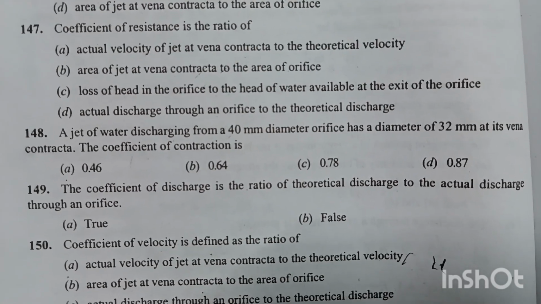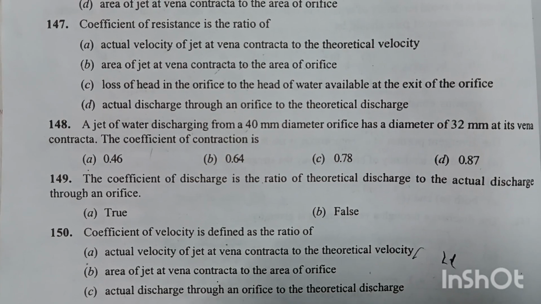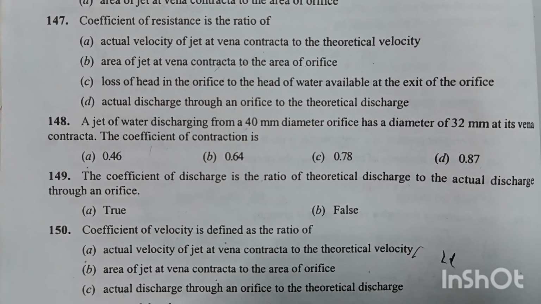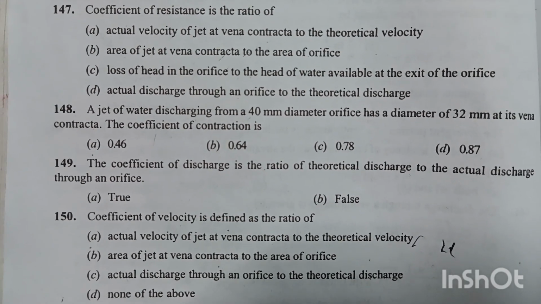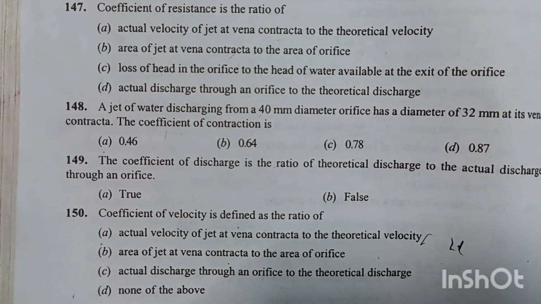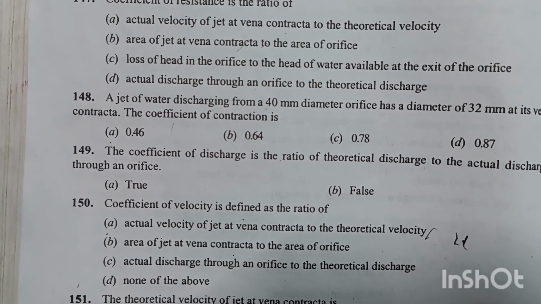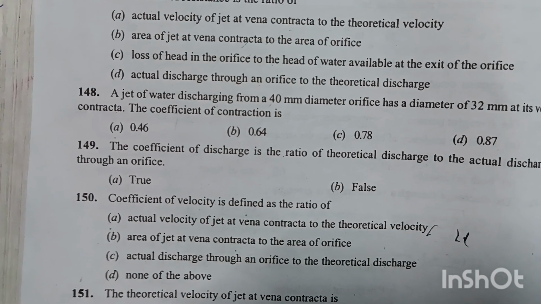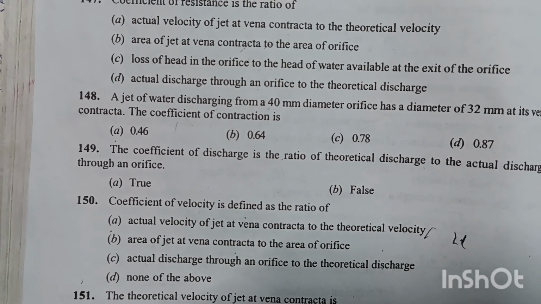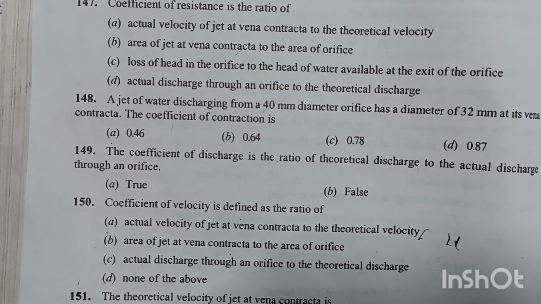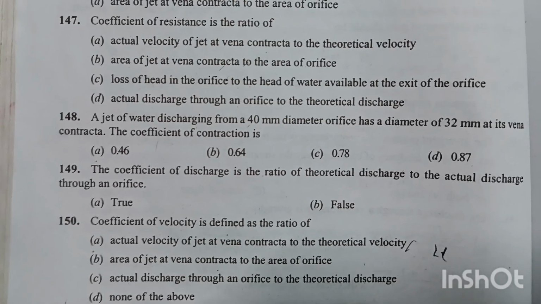We know the formula for coefficient of contraction is equal to area of the jet at vena contracta to the area of the orifice. So area of jet at vena contracta will be pi by 4 into d, with d equal to 32 mm, so pi by 4 into 32 square, divided by area of the orifice, that means pi by 4 into 40 square. If we calculate, the coefficient of contraction will be 0.64. Option B is right answer.